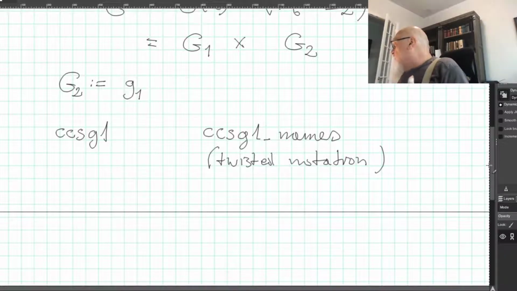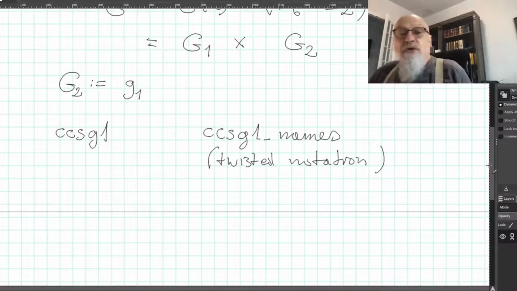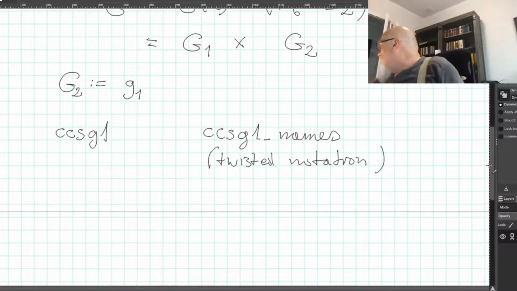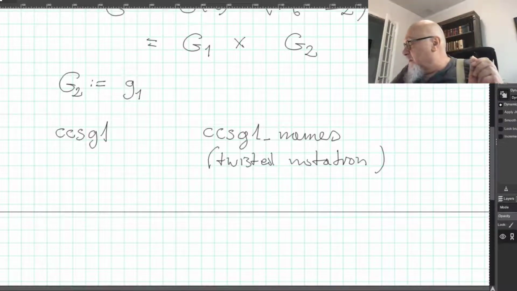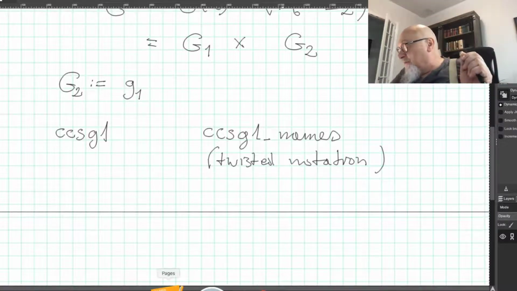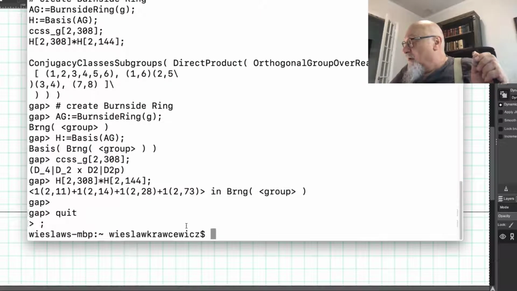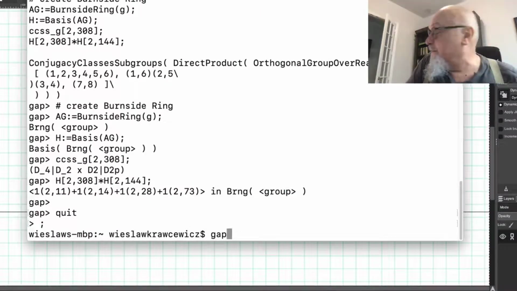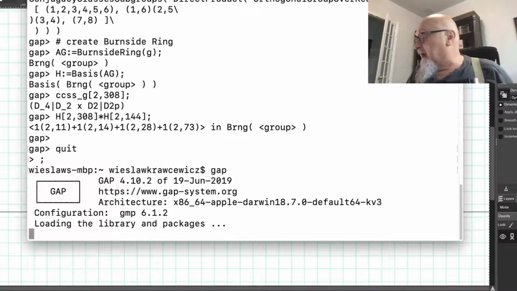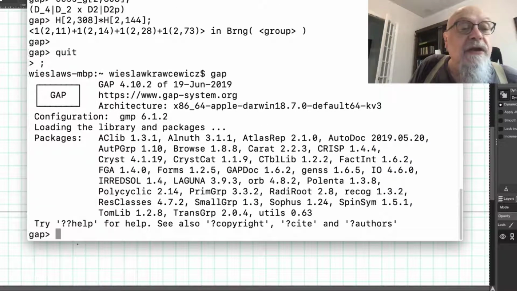So we will give this name. So actually, let me show you right now how it's going to work. I'm going to bring the GAP program in front. Let me start GAP. GAP is here, so this is GAP, and we're running GAP, and now I'm bringing the package.